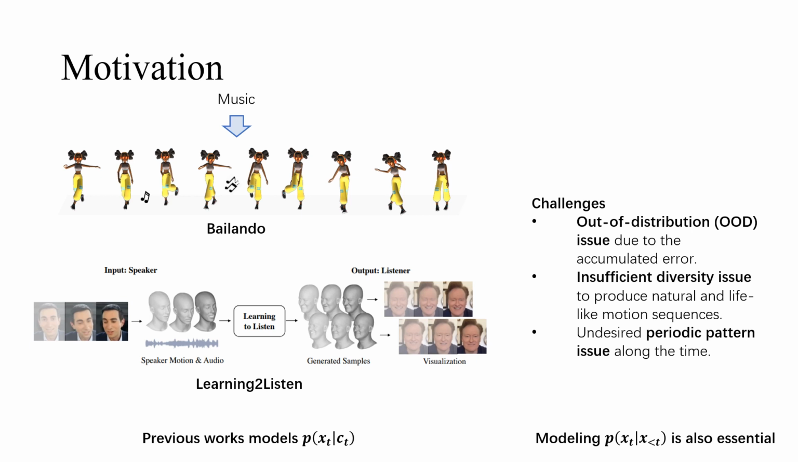Synthesizing character motions based on a given driving source has been a long-studied problem. For example, Bailando generates motion sequences based on a given music. Learning to Listen models the facial motion sequence of the listener based on both the audio and the head motion of the speaker. These two works, along with many others, try to model the semantic correspondence between the motion X and a certain kind of input condition C.